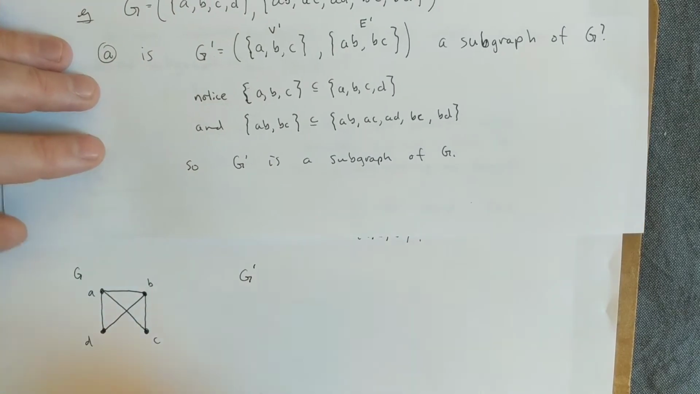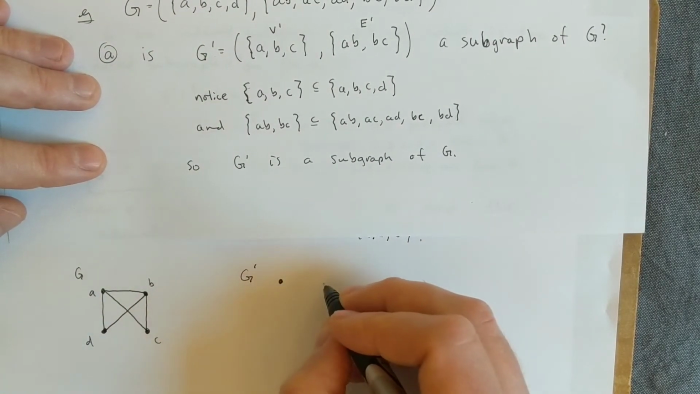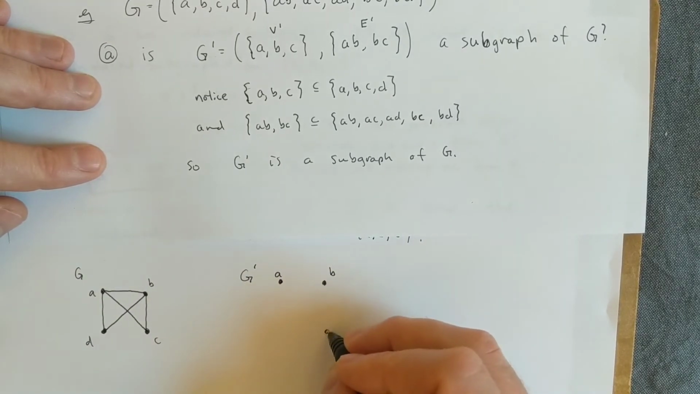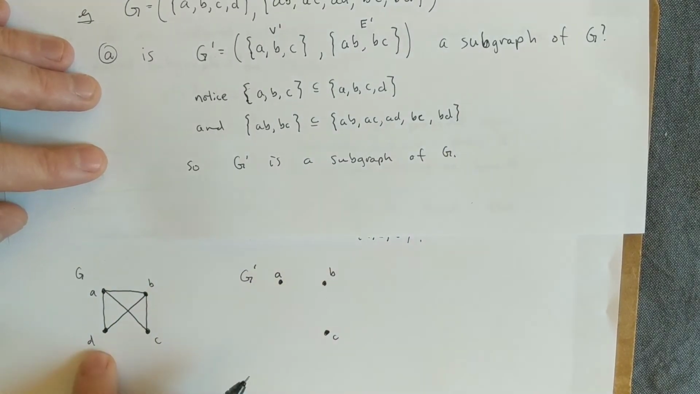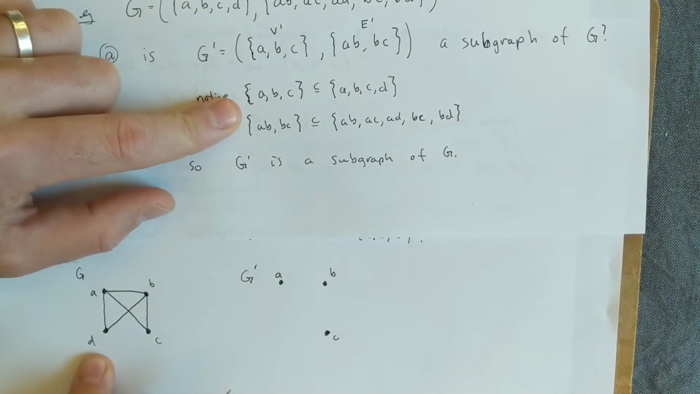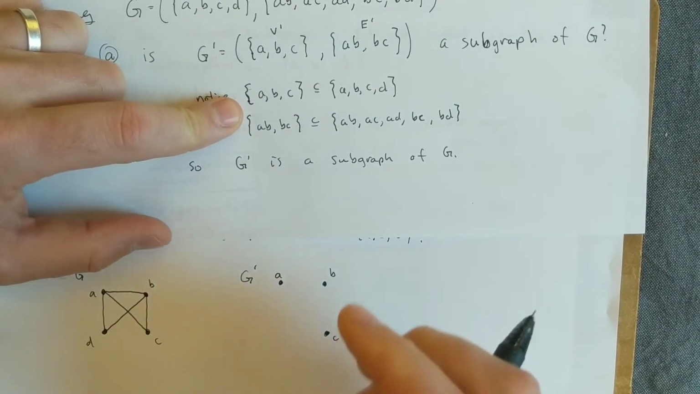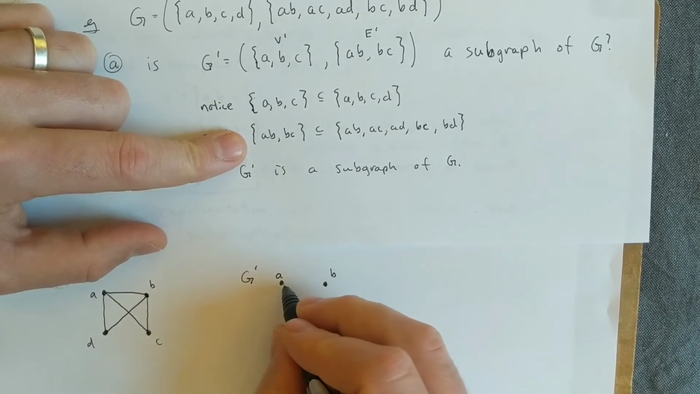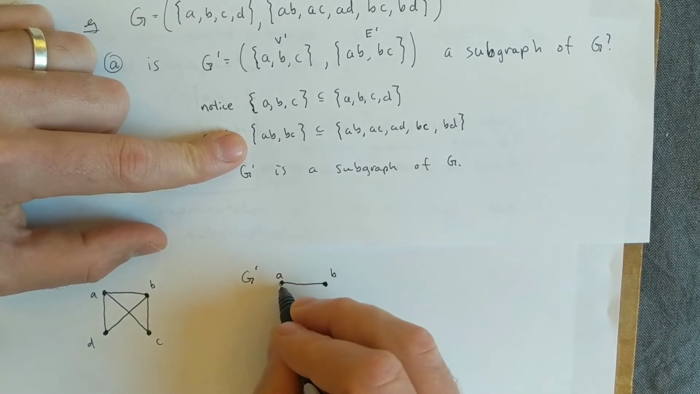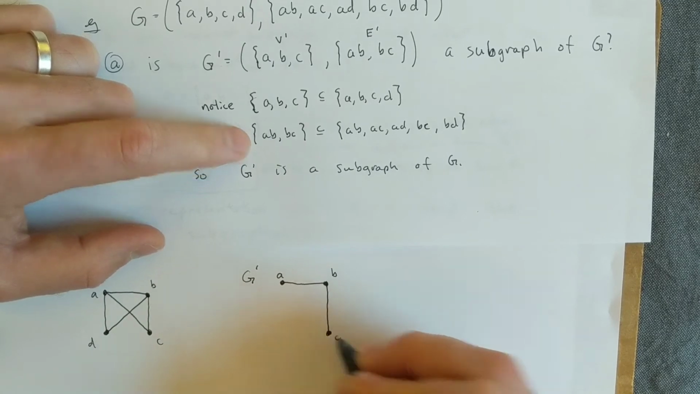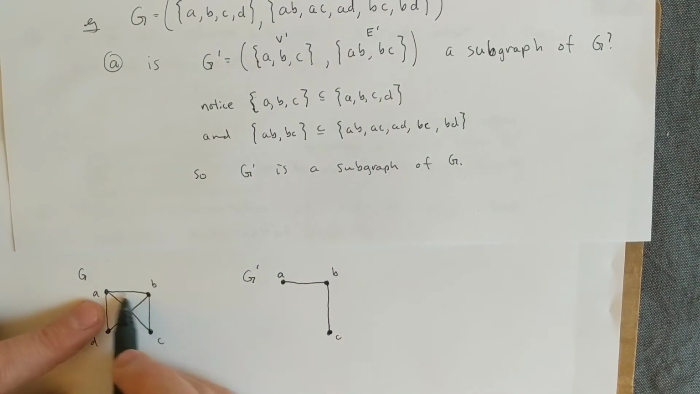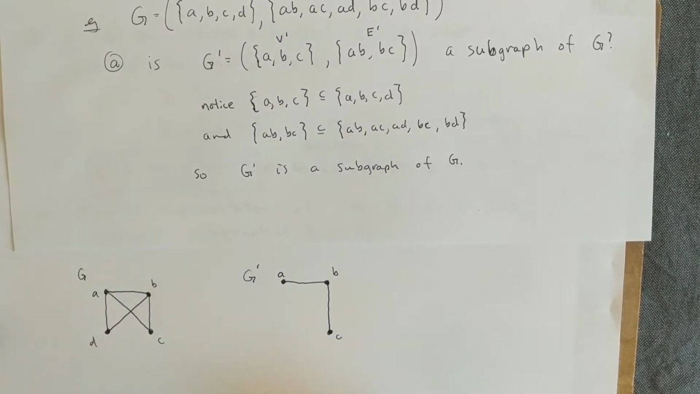Our graph G prime, I'm going to put the vertices in the same place, but I'm going to leave D off because D isn't contained in the vertex set of G prime. And then we're going to put in the set of edges, which is just AB and BC. And we can see the subgraph in the original graph G. It's the one that goes AB, BC. So it's this part without all these other edges.